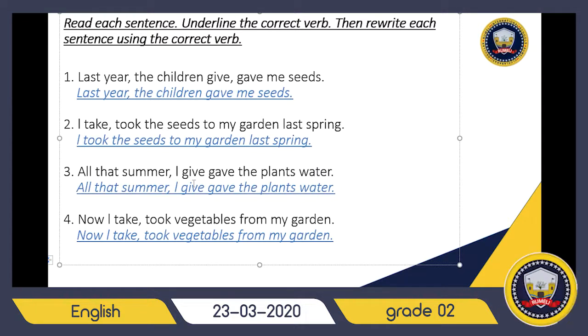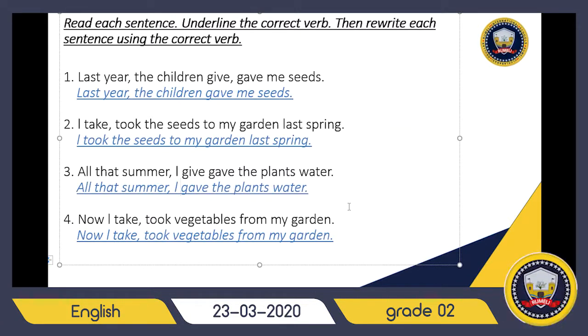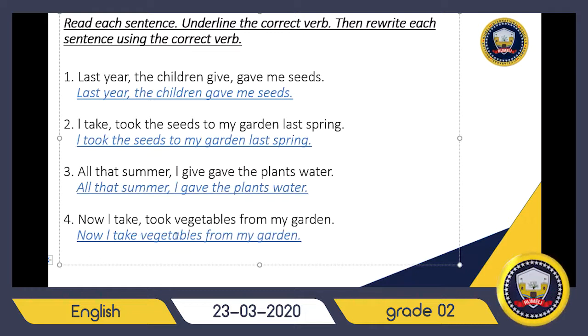All that summer I gave the plants water. So they are talking about summer, so it has to be gave. All that summer I gave the plants water. Now I took vegetables from my garden. So now, because it is now, of course I have to use take. Now I take vegetables from my garden. Excellent.